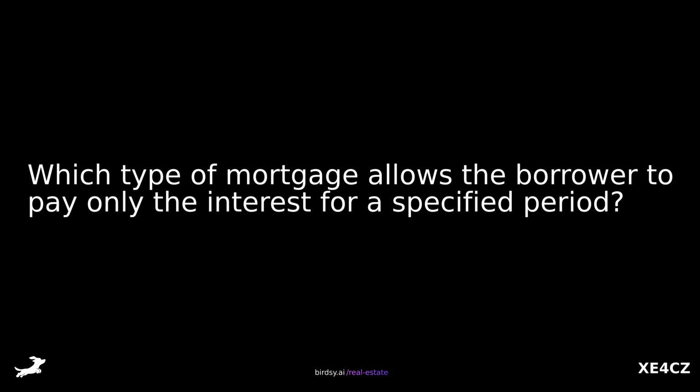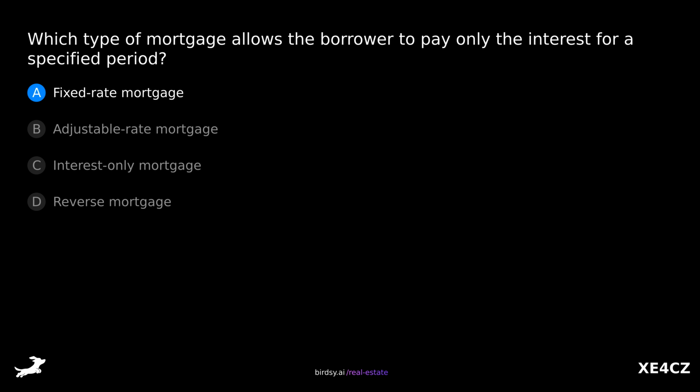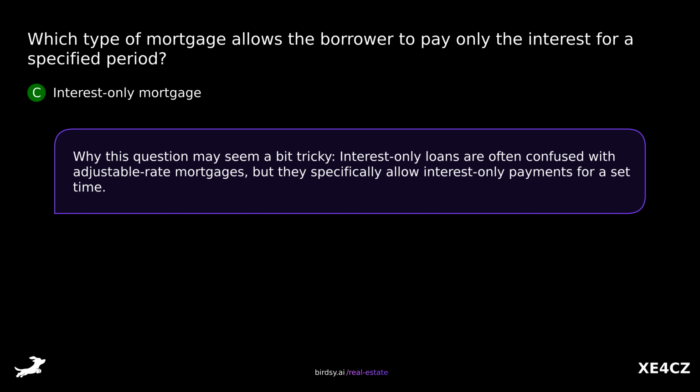during the term. Which type of mortgage allows the borrower to pay only the interest for a specified period? Is it A, fixed rate mortgage, B, adjustable rate mortgage, C, interest-only mortgage, or D, reverse mortgage? The correct answer is C, interest-only mortgage. Why this question may seem a bit tricky. Interest-only loans are often confused with adjustable-rate mortgages, but they specifically allow interest-only payments for a set time.